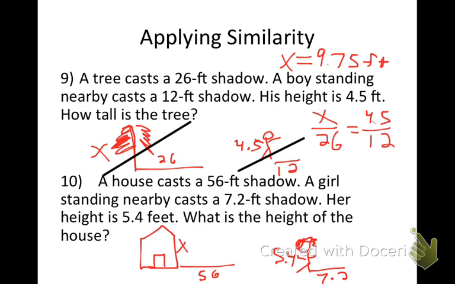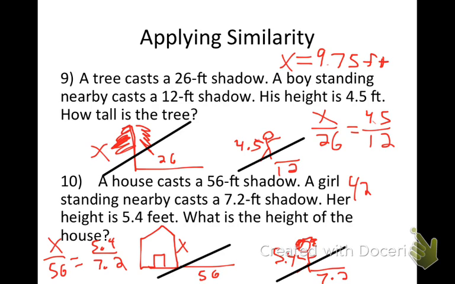Again, draw my diagram out. I can throw my lines in. I have my proportions set up. x over 56 equals 5.4 over 7.2. And I worked that one out. What do I get for the answer there, Beast? 42 feet. Nice job. Again, you got to be consistent how you set it up. Height over shadow equals height over shadow. Consistency is key.